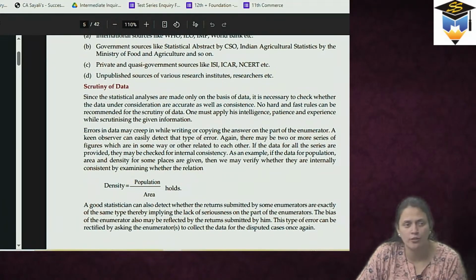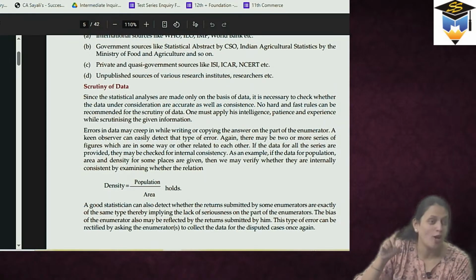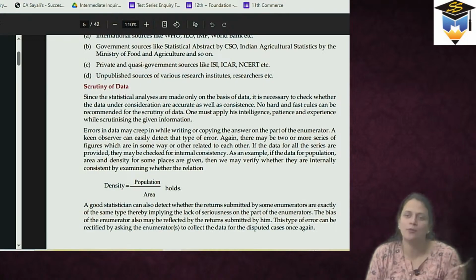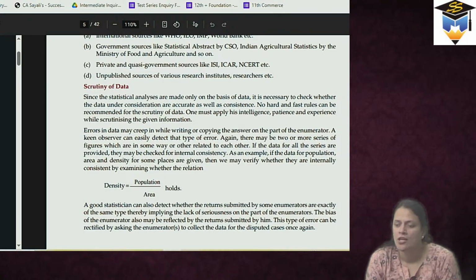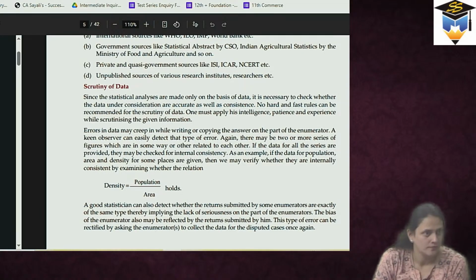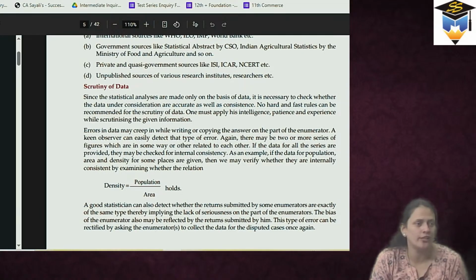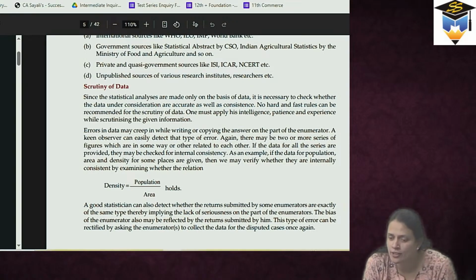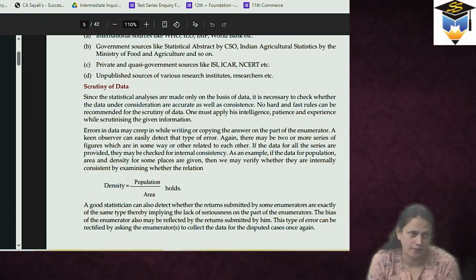So sometimes error would be there. So what types of error do you think? First is the human error, copying mistake, जो हम बच्चे हमेशा करते हैं. Okay, so that is nothing but a human error. Errors in data may creep in while writing or copying the answer on the part of the enumerator. क्या हो सकता है ना? The enumerator is not writing the correct data. Correct. Then a keen observer can easily detect that type of error.